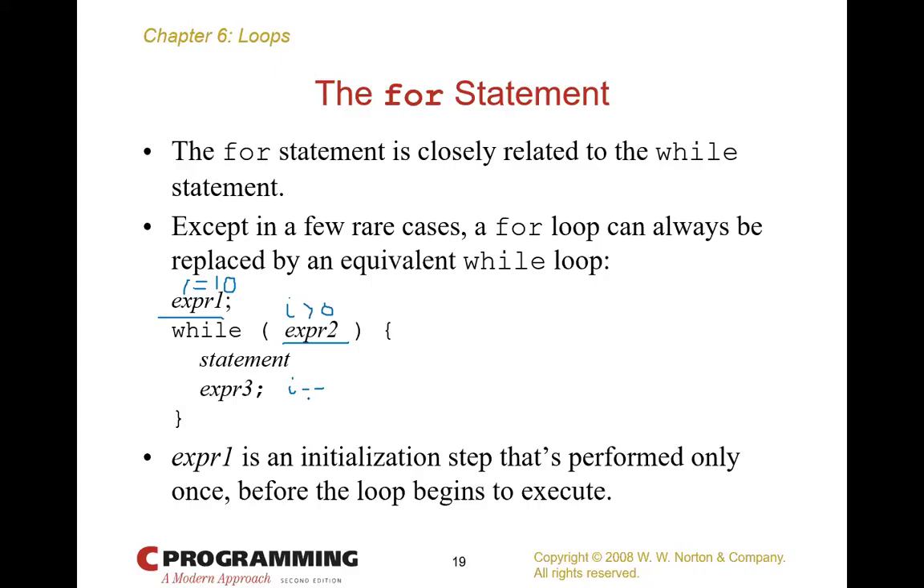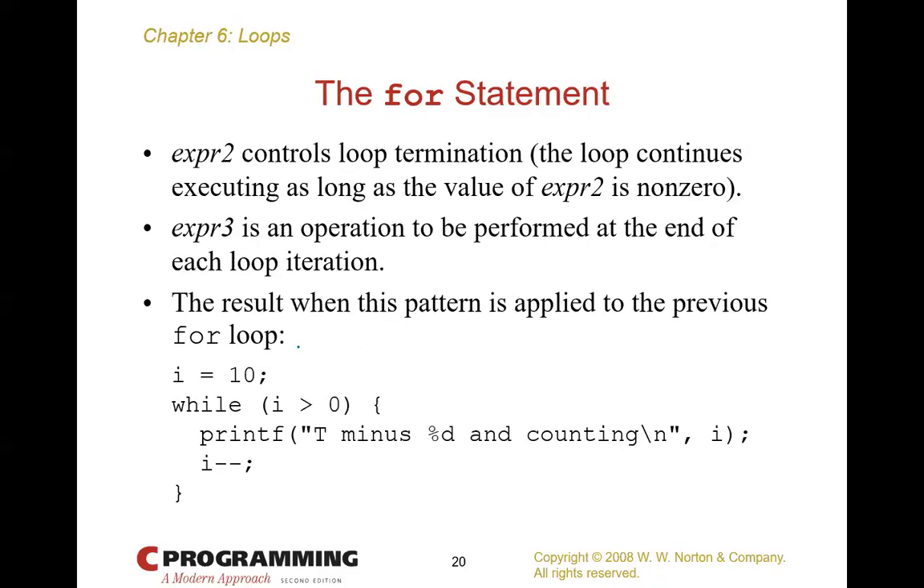If you observe, it looks like a for loop that was just rearranged. Expression 1 is the initialization step, which is what I called the start. That is performed only once before the loop begins to execute. After performing expression 1, we just go into the while statement for evaluation. Expression 2 controls the loop termination. This is what I call the stop. And expression 3 is an operation to be performed at the end of each loop iteration. And this is what I call the step.